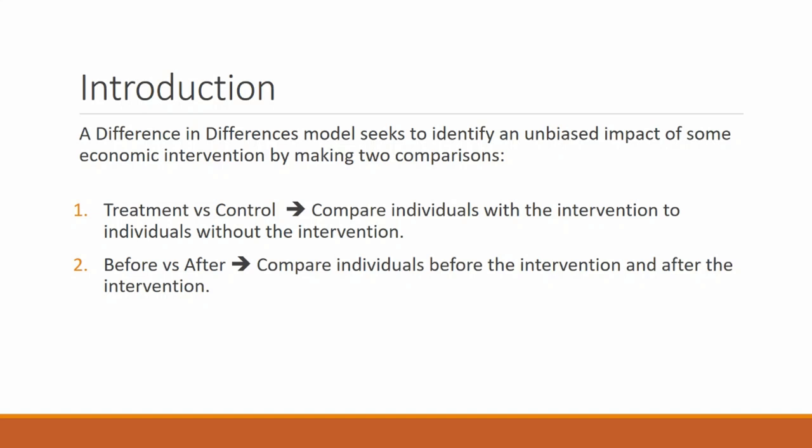Now, this could be an intervention that was randomly assigned, so you get a randomly assigned treatment versus control, or it could be non-randomly assigned. But as long as you have a treatment group and a control group, you can use this method. So this can be paired with an impact assessment of an intervention that was not randomly assigned, and it could be paired with a natural experiment, something like a policy change. So the first comparison is treatment versus control.